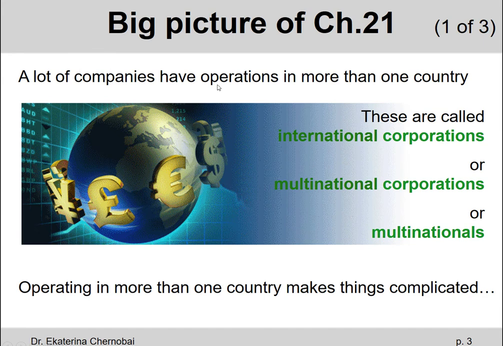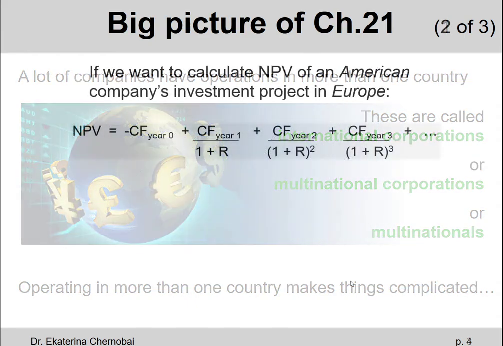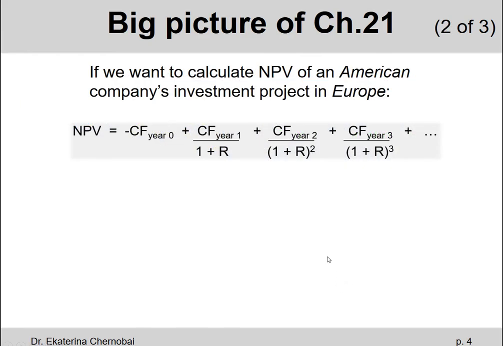A lot of companies these days have operations in more than one country. So not just offices in the United States only, but offices in other countries in this world. These companies are called international corporations or multinational corporations or simply multinationals. And clearly, when you operate in more than one country, things get kind of complicated. Let's see what the problems may be.